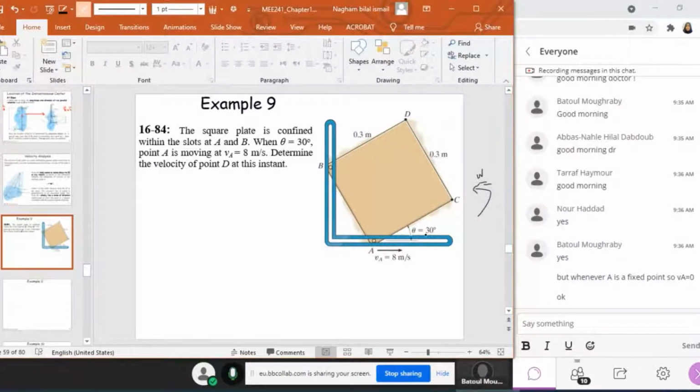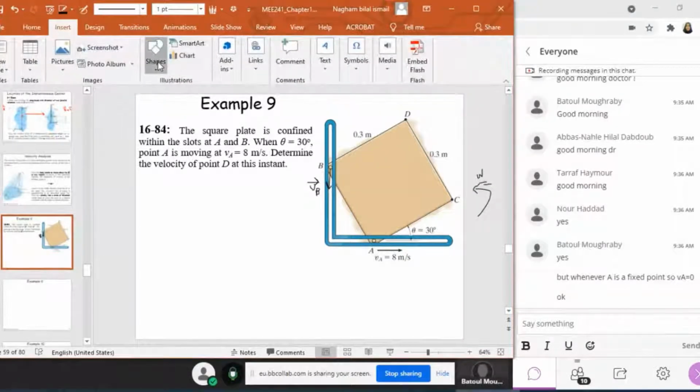Now, what do I know? I know that when theta is equal to 30, point A is moving in the horizontal direction, of course, because it's confined within the slot at A. Point A is moving with VA equal to 8 meters per second. My first two pieces of advice are to find the known directions or to find the zero velocity. Here I know the direction of VA and the direction of VB. Since VA is moving in this direction, this square plate is rotating counterclockwise, and this means that VB is moving downward. So this is VA and this is VB.